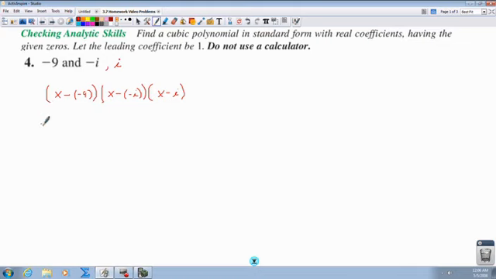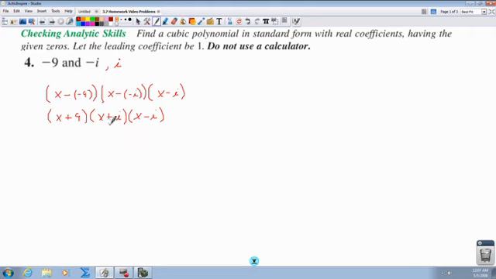Let's condense these minuses, because when you put two negatives together, it makes a positive. So this is going to be x plus 9. The next factor is going to be x plus i, and the next one is x minus i. Okay, we're going to go ahead and multiply these factors together. Now remember, you can only multiply two factors at a time.